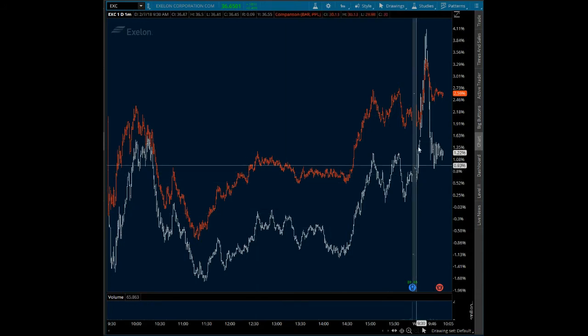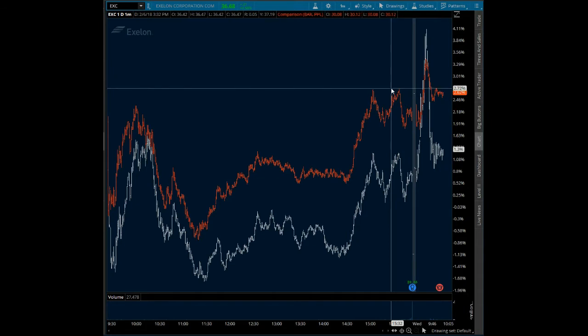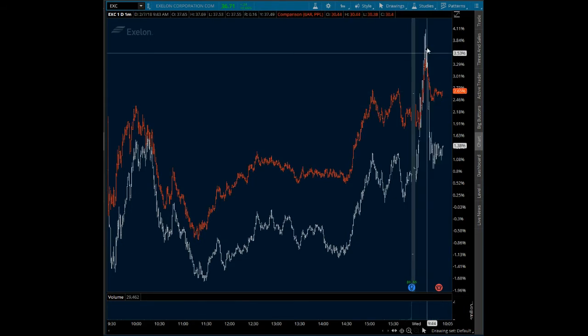So the white candle right here is EXC. Now, when EXC pops up and pops up higher, if I compare it to something else that's very correlated to it, I now can have a way of putting a hedge on this trade, or it's called a correlation trade, okay? EXC pops higher, I get a signal up here that I want to short it, but I don't want to short it just naked.